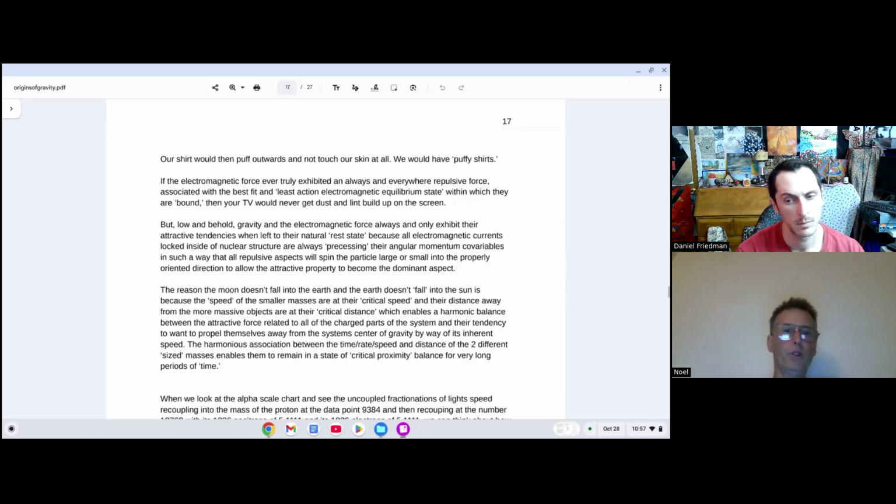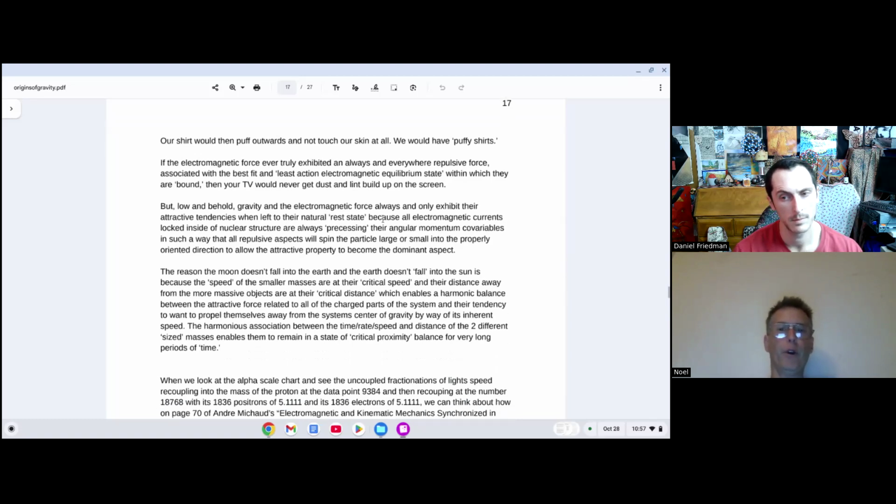But lo and behold, gravity and electromagnetic force always and only exhibit their attractive tendencies when left to their natural rest state, because all electromagnetic currents locked inside of nuclear structure are always precessing their angular momentum covariables in such a way that all repulsive aspects of spin, related to the particle large or small, into the properly oriented direction to allow the attractive property to become the dominant aspect.